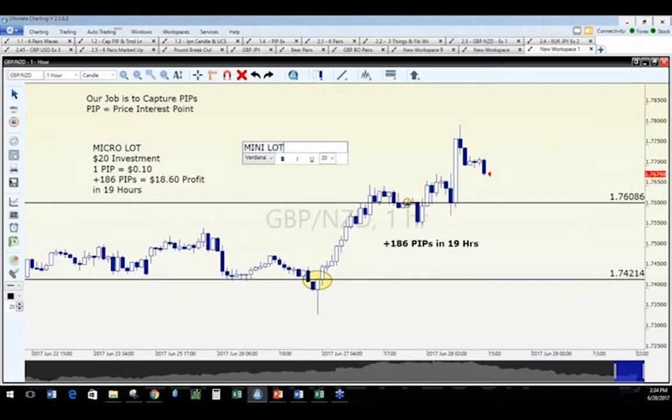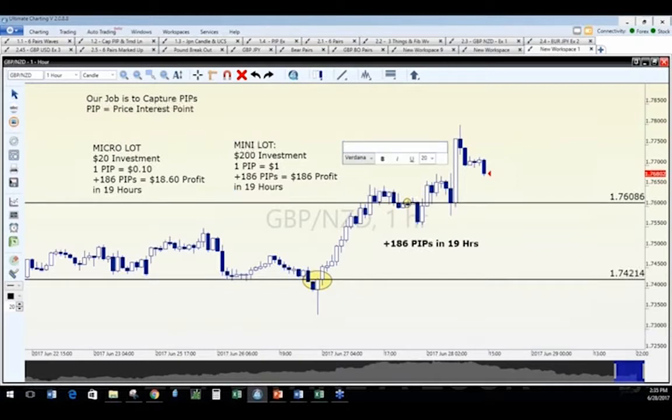So the next one is something a little bit larger. It's called a mini lot. In order to invest in a mini lot, it requires a $200 investment, but there, a pip is worth 10 times more. Each pip represents $1. So again, if you did the same exact trade, with the same exact analysis, pressing the same buttons, the only difference is that instead of trading a micro lot, you traded a mini lot. Well, now you've generated $186 in 19 hours, okay? I'd say this would be like one share, and this would be like 10 shares, if you're familiar with stocks.